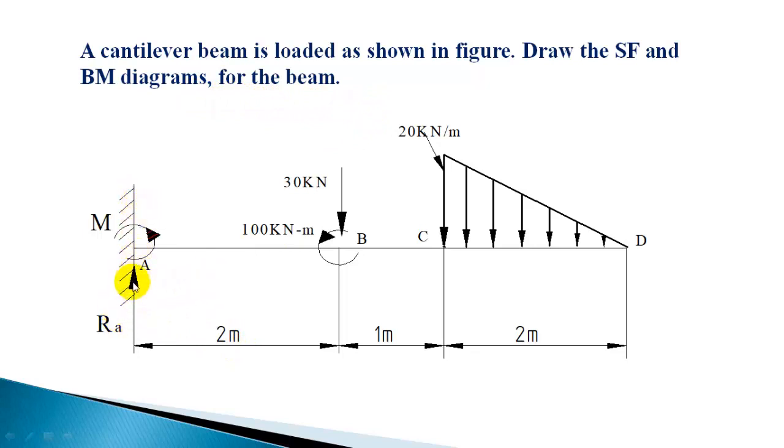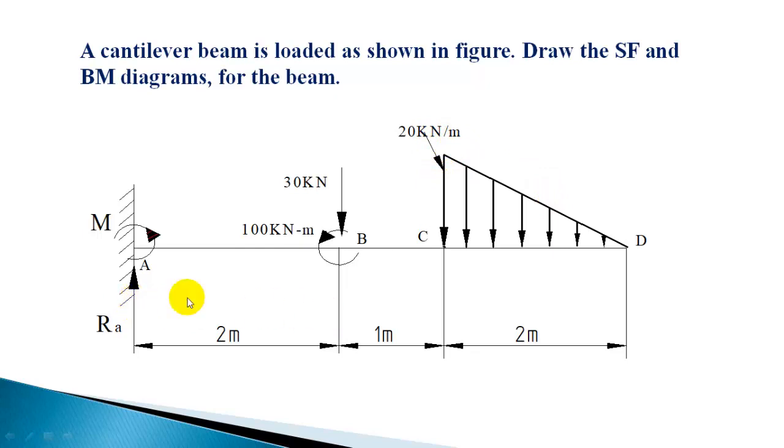The cantilever beam is fixed at end A and subjected to a couple of 100 kN meter and a point load 30 kN at B and subjected to a triangular load with a major intensity 20 kN per meter.